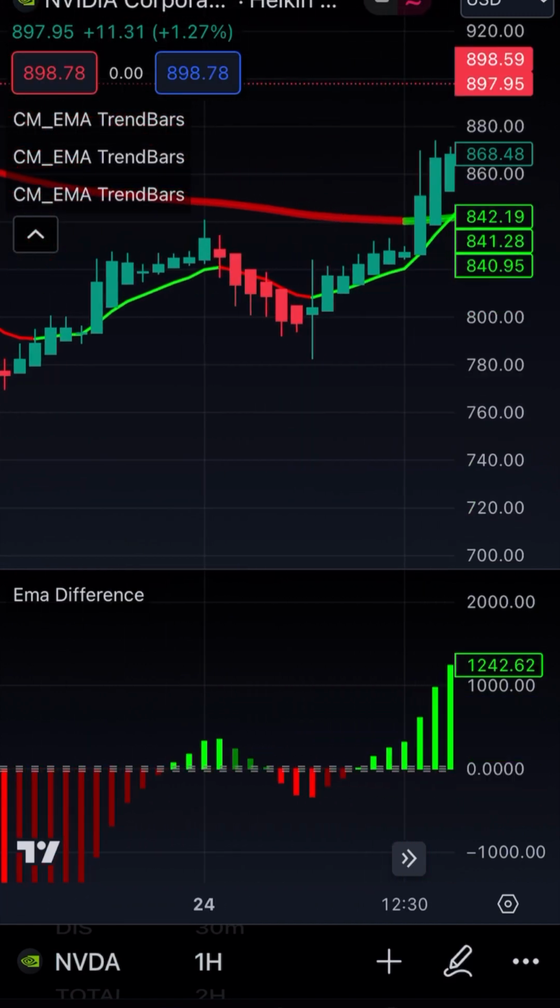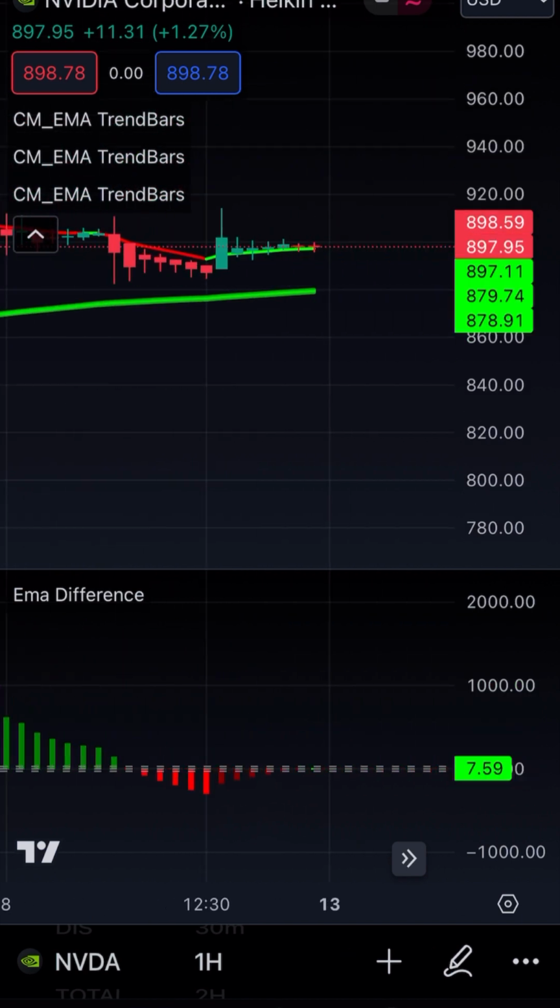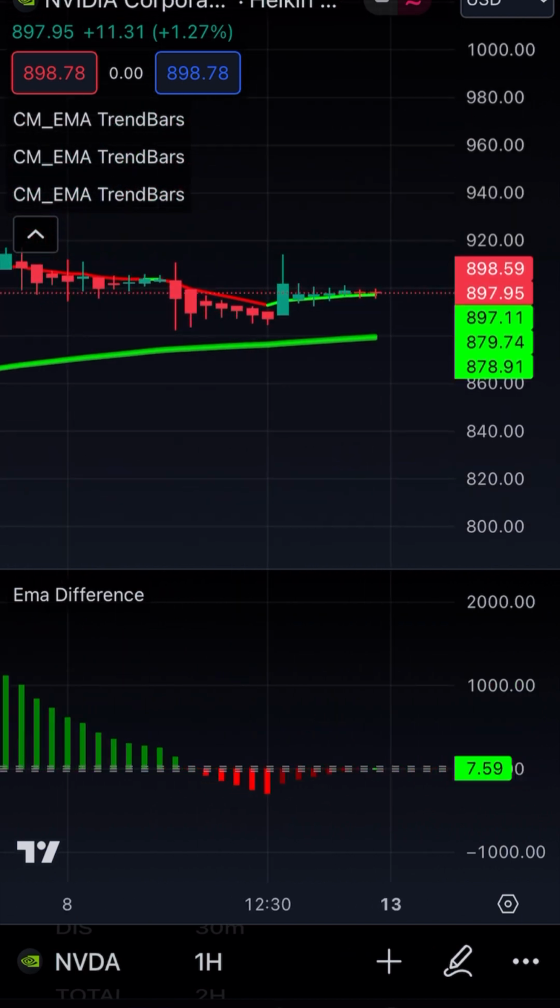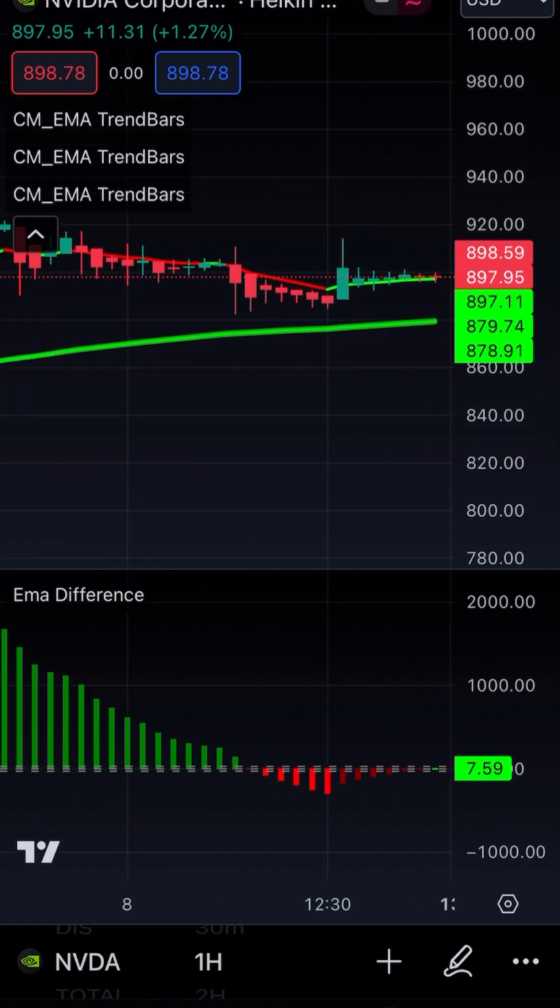So if you can afford it, this will help with NVIDIA. It would actually, in my opinion, if you can afford those NVIDIA options, if you follow the strategy, you should make some pretty decent profit, because it really points out all the good moments.